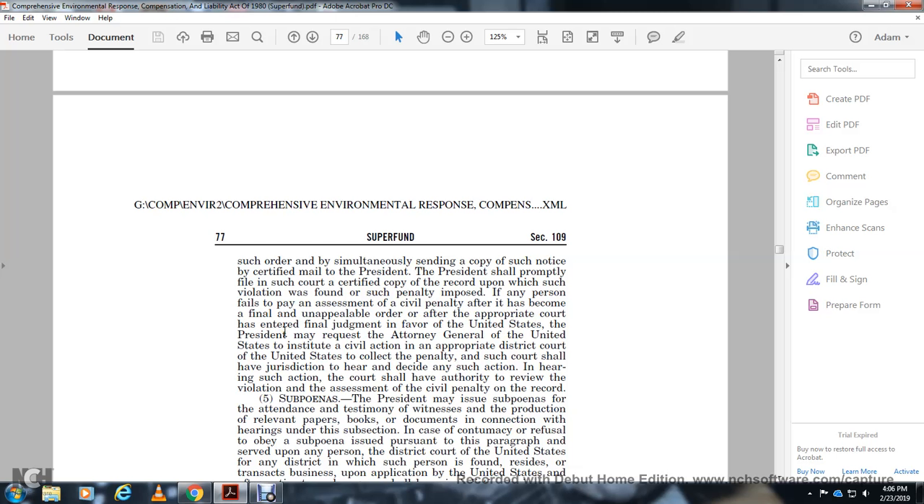The President may request the Attorney General of the United States to institute a civil action in the appropriate district court of the United States to collect the penalty, and the court shall have jurisdiction to hear and decide any such action. In the hearing of such action, the court shall have the authority to review the violation and assessment of the civil penalty on the record.